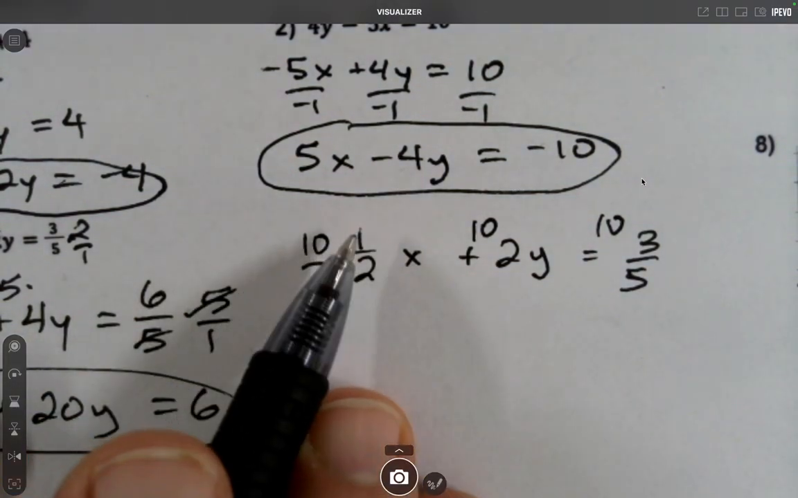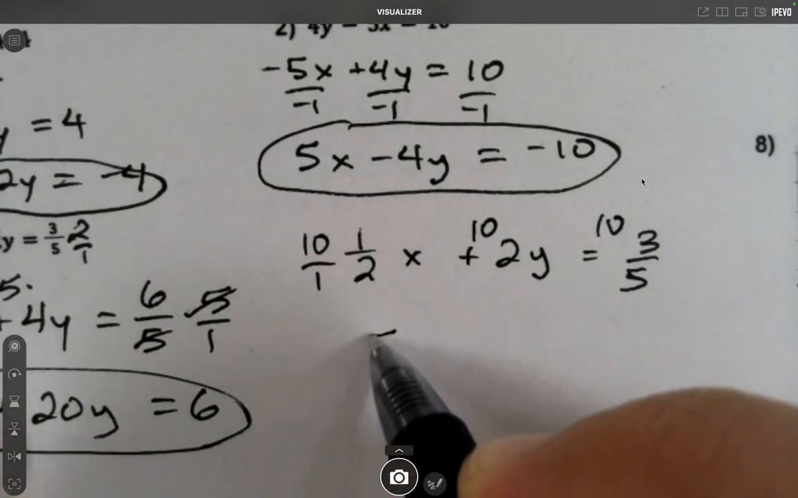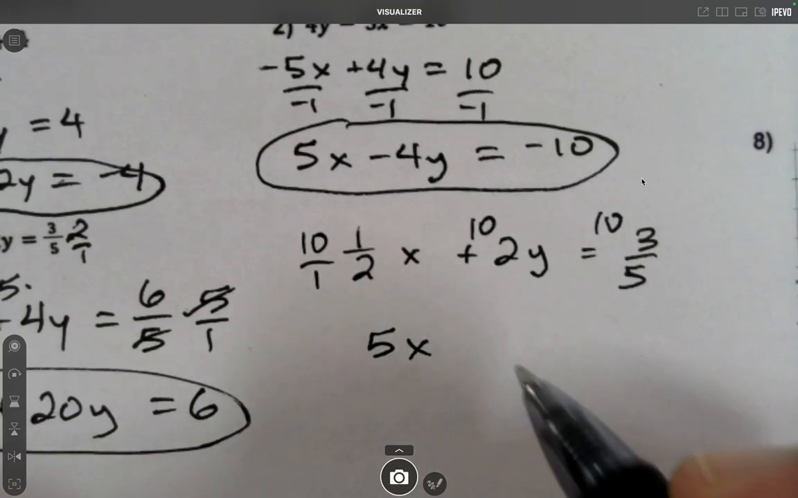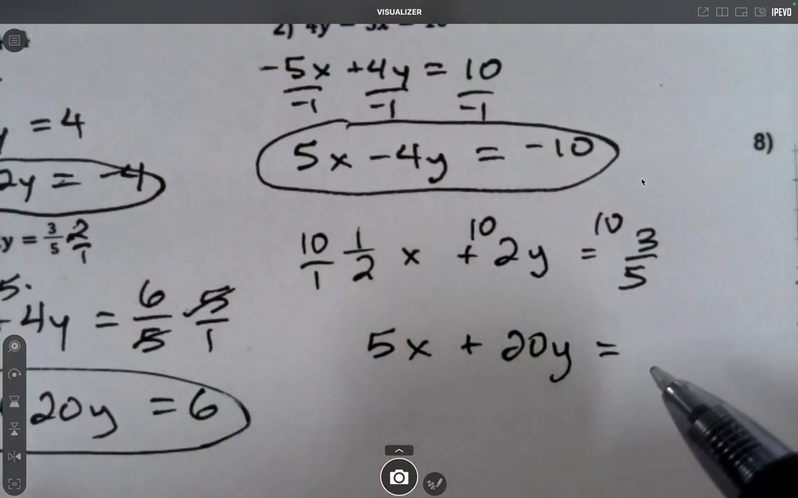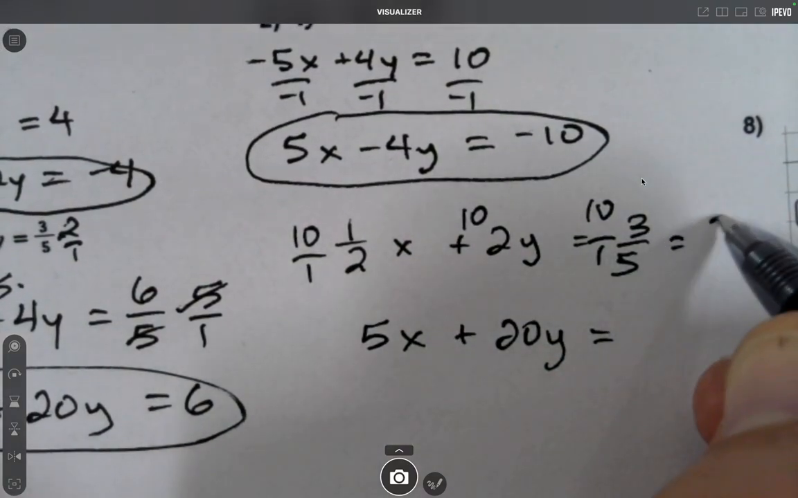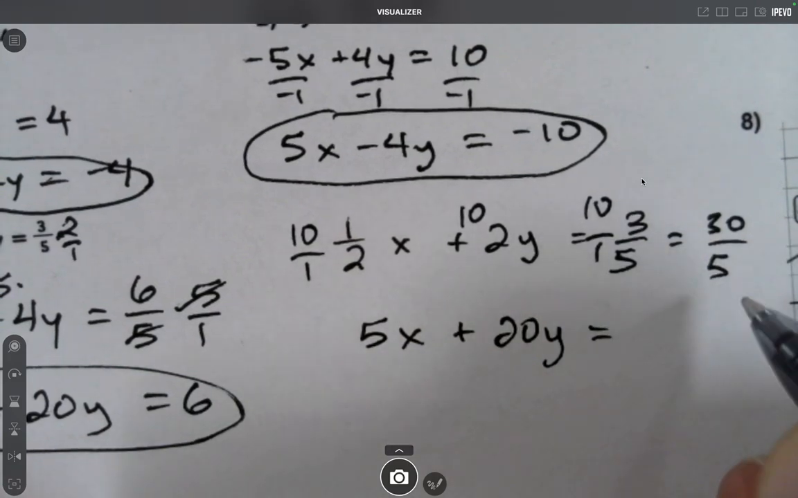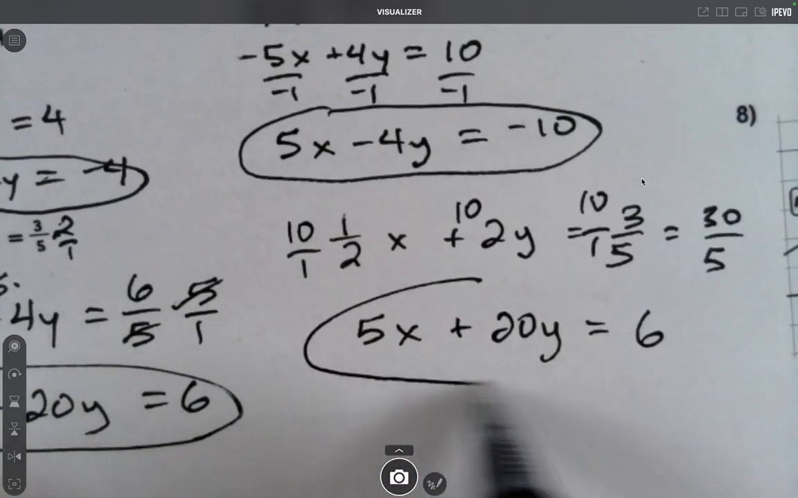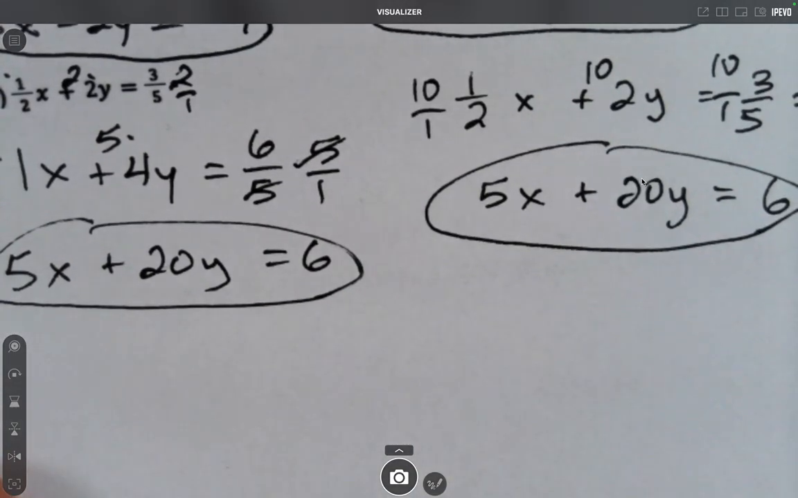So here we get 10 on top, 2 on the bottom. 10 divided by 2 is 5. 10 times 2 is 20. And let's see, 10 over 1, 10 times 3 is 30. 1 times 5 is 5. 30 over 5 is equal to 6. So you can choose which way you want to do it, because as you can see, they give us the same correct answer either way.